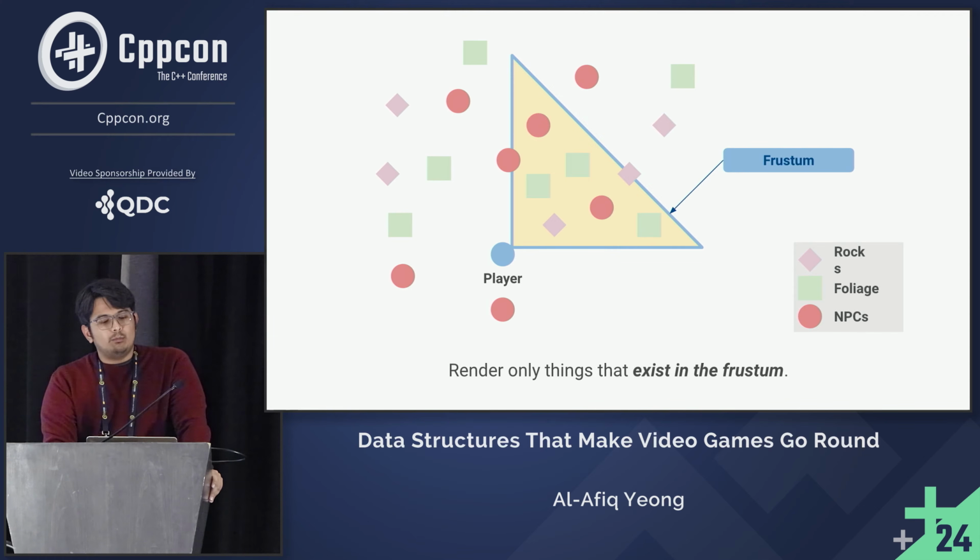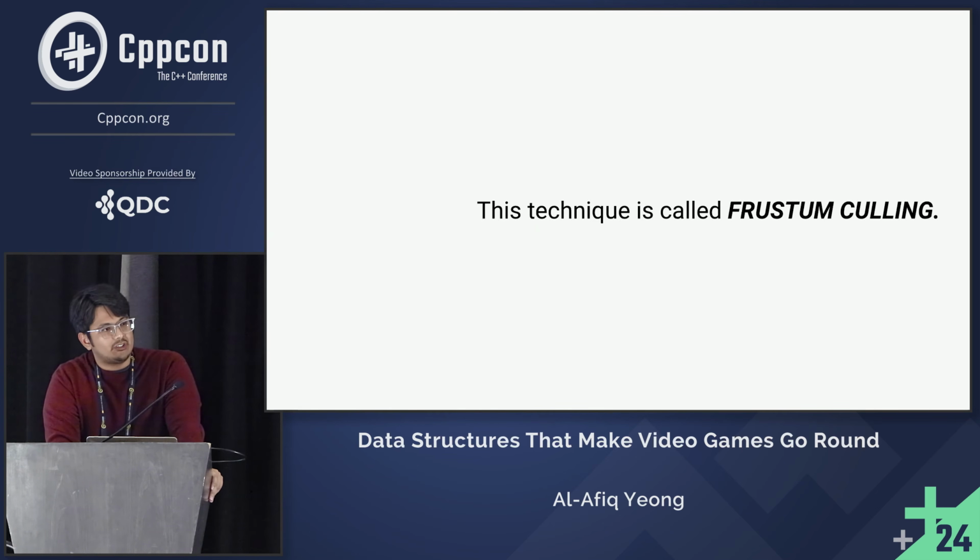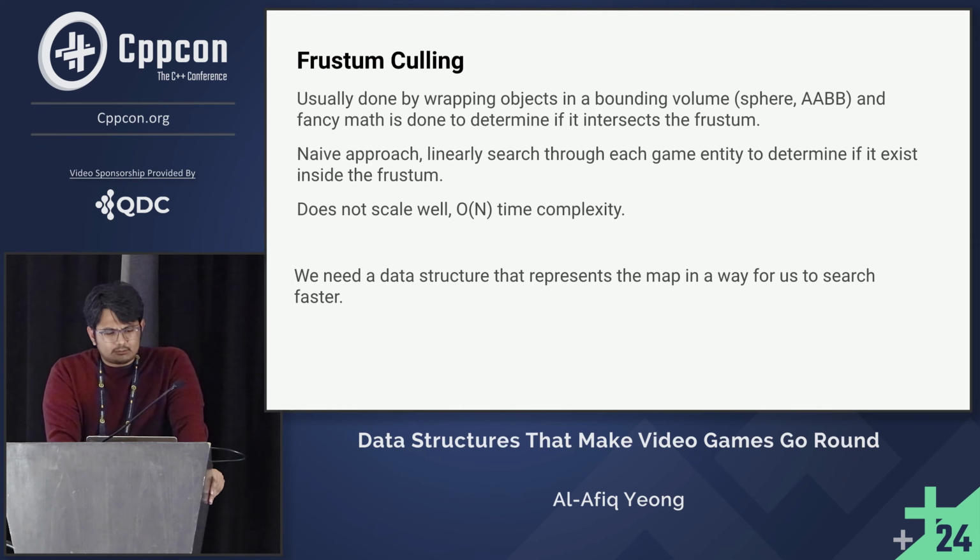And we need to remove everything else that is not in the frustum before sending it to the renderer. This technique is called frustum culling. The way it's done is that we usually wrap the model with some kind of very simplistic bounding volume. It could be a sphere, cylinder, box, or an axis-aligned bounding box. And you do fancy math to determine if the bounding volume intersects with the frustum or not.